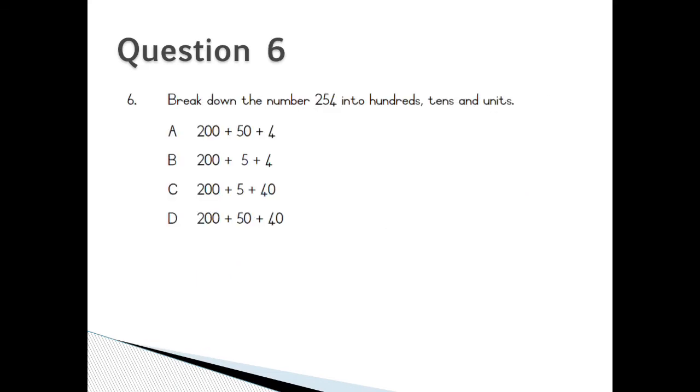Question 6. Break down the number 254 into hundreds, tens, and units. Is it A, 200 plus 50 plus 4? Is it B, 200 plus 5 plus 4? Is it C, 200 plus 5 plus 40? Or is it D, 200 plus 50 plus 40?